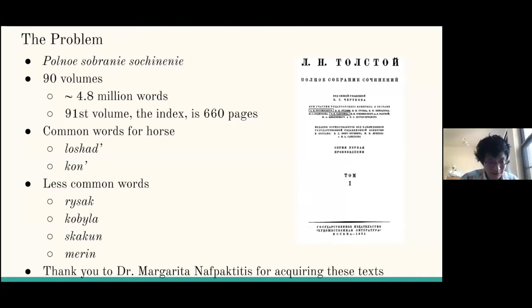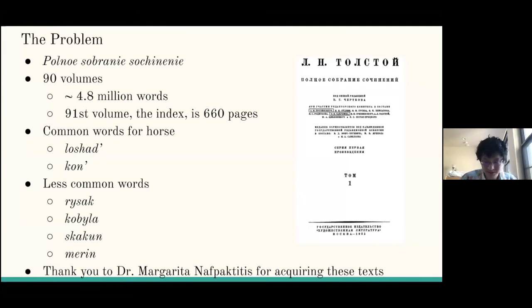Simply put, there are just too many collected volumes of the various drafts, letters, and diaries written by Tolstoy to feasibly track down every single horse. And I think if anyone here has tried to read War and Peace or Anna Karenina, you will feel this problem. It's an especially daunting challenge because of the large variety of horses, of words related to horses.